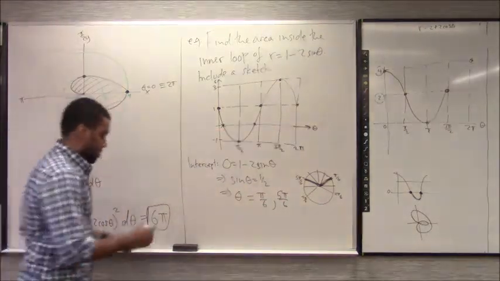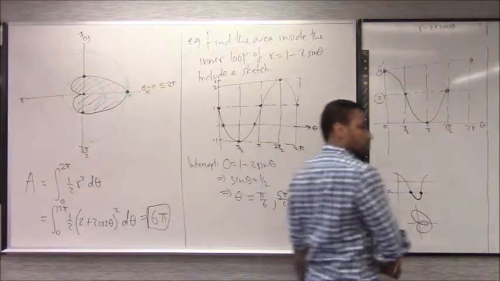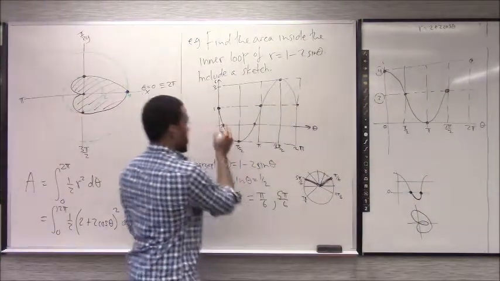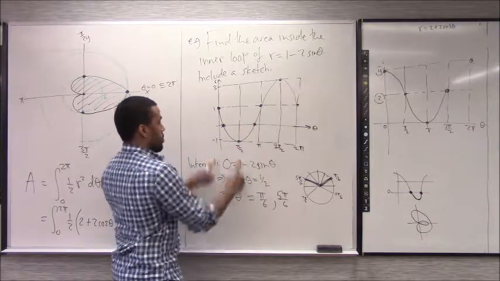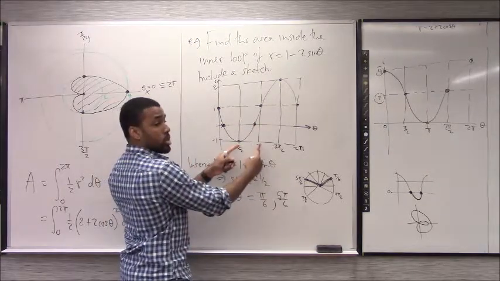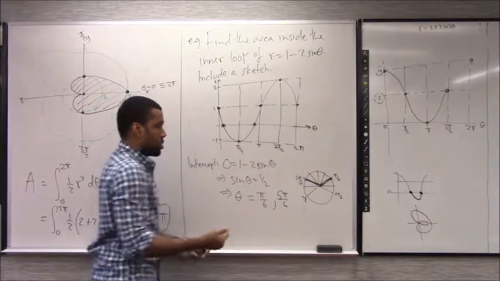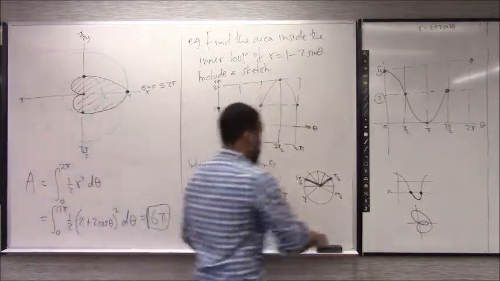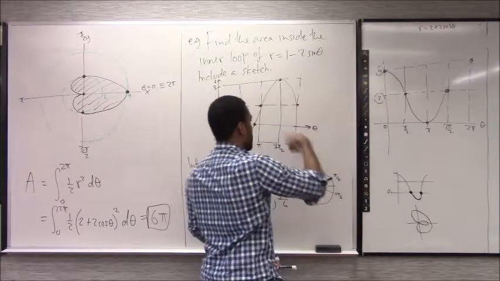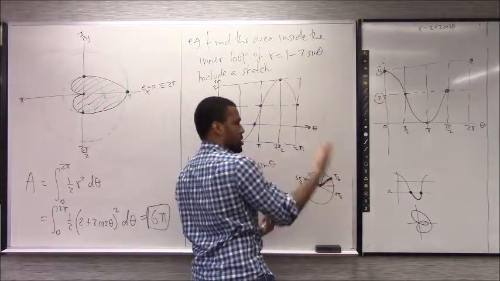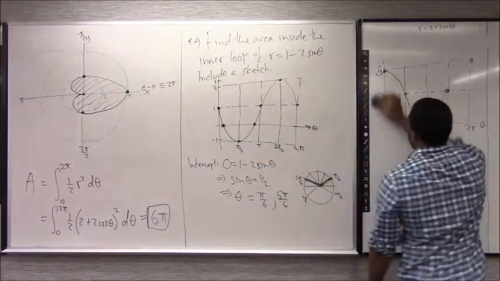Why do we want it in the first two necessarily? That's where my intercepts are. I have one between 0 and pi over 2, and one between pi over 2 and pi. There's no other intercept I'm concerned with at this point, so I need to find those two. Technically it could continue, but once I go through 0 to 2 pi, it's going to trace out the entire thing anyway, so I don't need to go further.